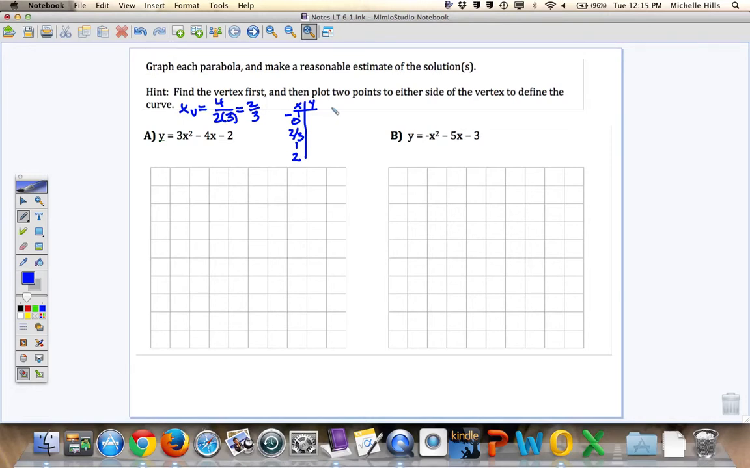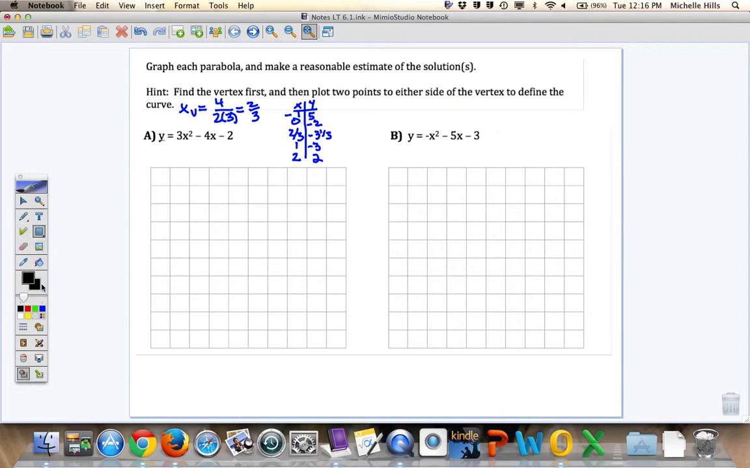So when x is -1, I end up with a y of 5. When x is 0, y is -2. When x is 2/3, y is -3 and 1/3. When x is 1, y is -3. And when x is 2, y is 2. Now, I don't see the symmetry in those y values that I would see if I was going out the same amount from x in each direction, and we'll see that in other ones.